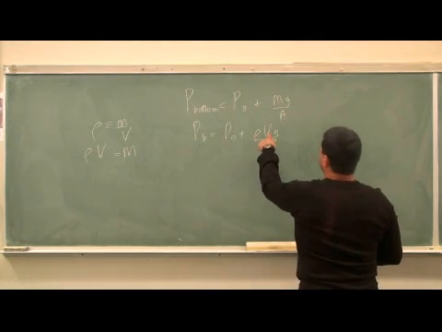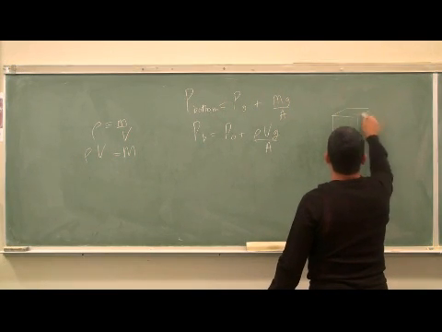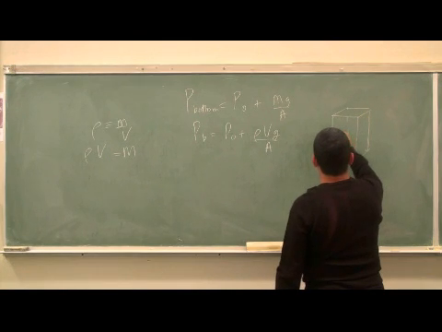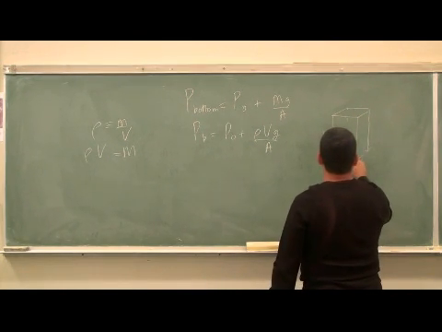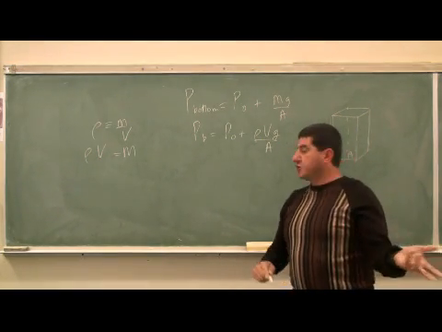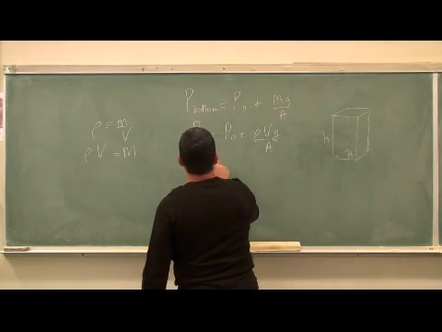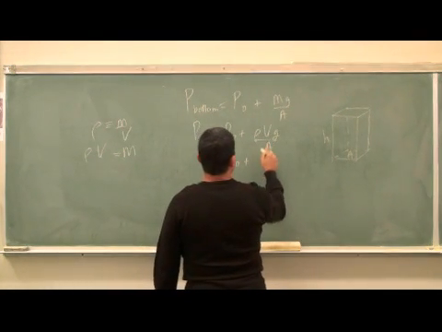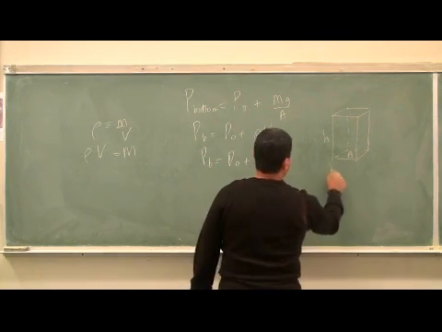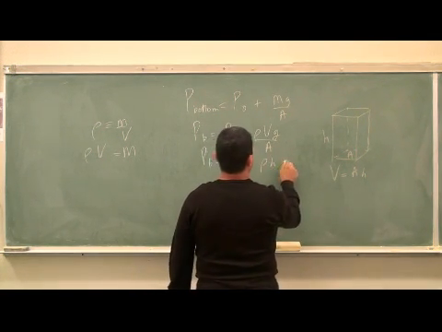Well, V is the volume of the column of fluid, right? So if this was height H, and this is surface area A, then V is just A times H, right? So you're left with rho V over A, so the volume is equal to A times H. Divided by A, you just get H.